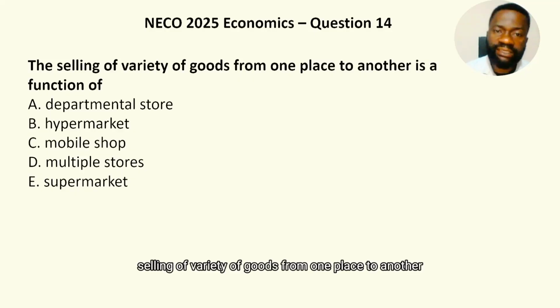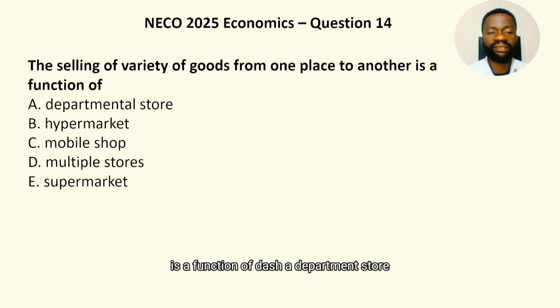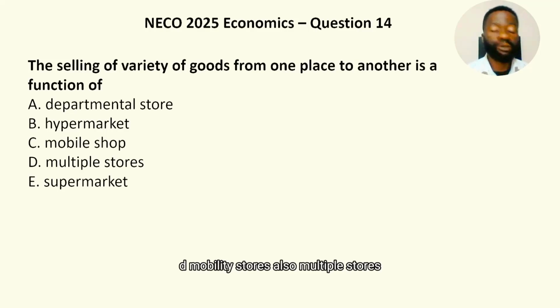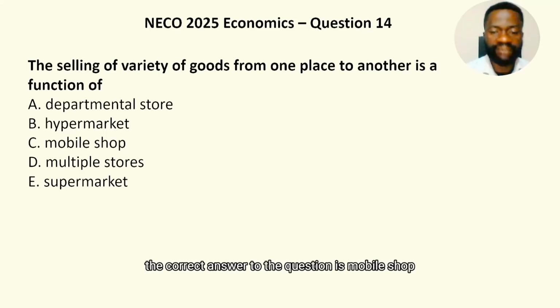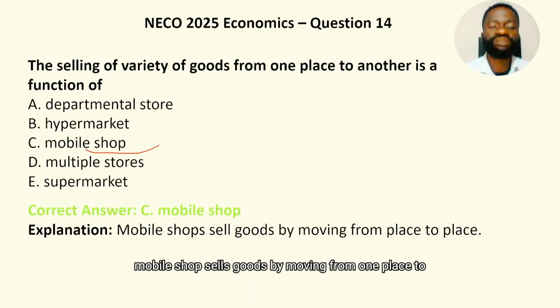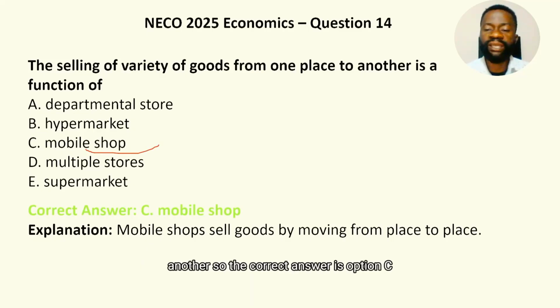The selling of variety of goods from one place to another is a function of dash. A. Departmental store. B. Hypermarket. C. Mobile shop. D. Mobility stores, or multiple stores. And E. Supermarket. The correct answer to the question is mobile shop. Mobile shop sells goods by moving from one place to another. So the correct answer is option C.